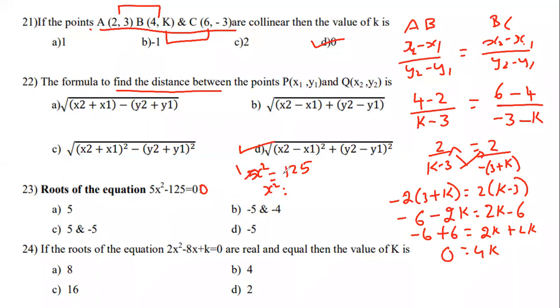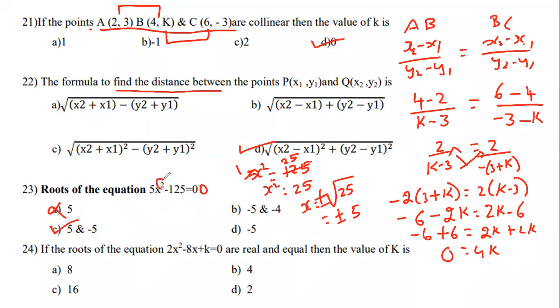5 ones are 5, 5 twos are 10, 5 fives are 25. So x equals plus or minus square root of 25, which equals plus or minus 5. So which option is right? Option C is correct. Don't pick only plus 5. Students will get confused here. Since there is a square root, it means plus 5 and another one is minus 5.